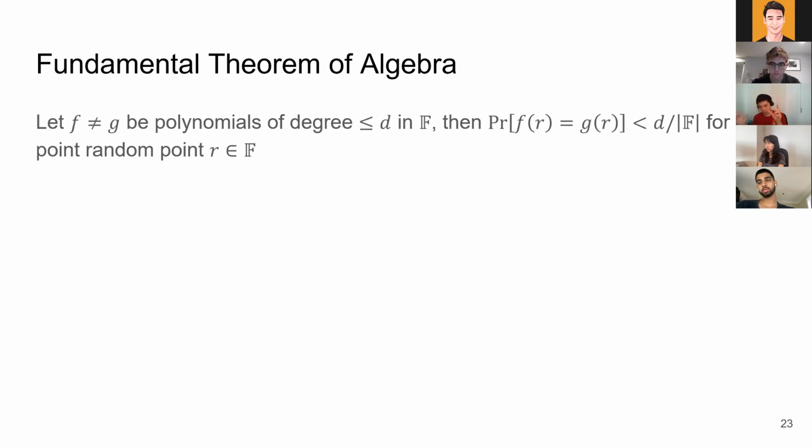2 parabolas, like quadratic equations, can only intersect at most 2 points. 2 cubic functions can only intersect at most 3 points. This is basically what it's saying. The probability that these two polynomials intersect at any given point is at most the degree divided by the size of the field, because they can only intersect at so many points.